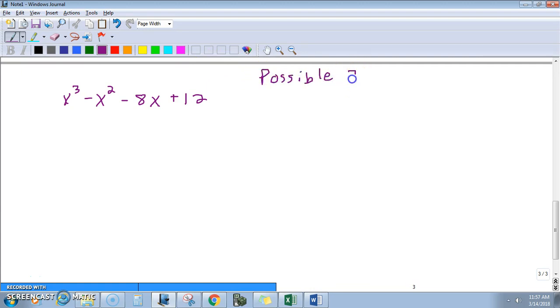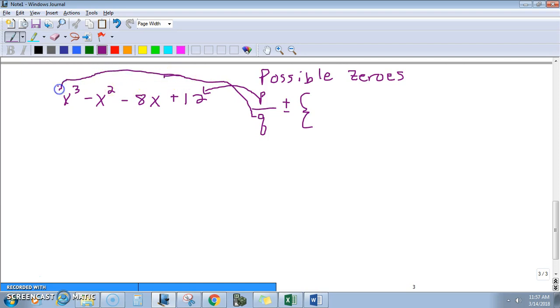Possible zeros, oops, that still doesn't look right to me. So all of the P over all of the Q, remember everything's plus or minus, curly bracket. So our P's are all of the factors of 12, and our Q's are all of the factors of the leading coefficient. In this case, it's just 1.